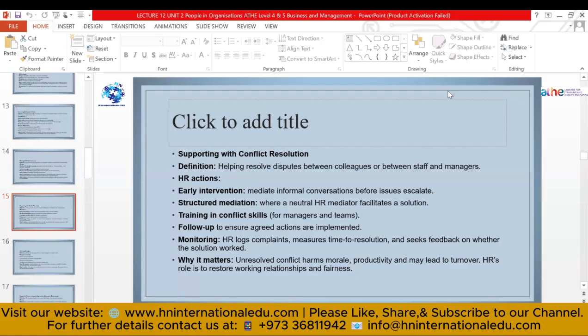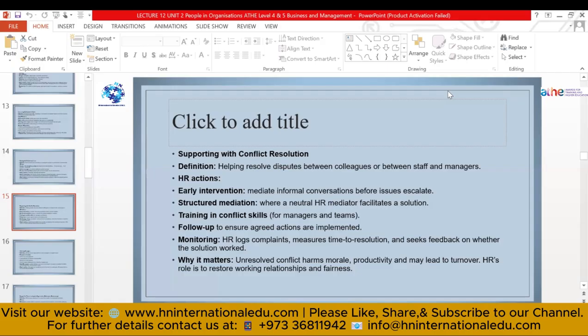HR action: early intervention, an informal conversation before issues escalate. If managers have an instinct that something fishy is going on, then always talk about it before it spreads at viral speed. Structured mediation, where a neutral HR mediator facilitates a solution, that is, a person appointed specifically to resolve the issue. Training in conflict skills for managers and teams: to resolve issues, we give training to the specific teams and managers.